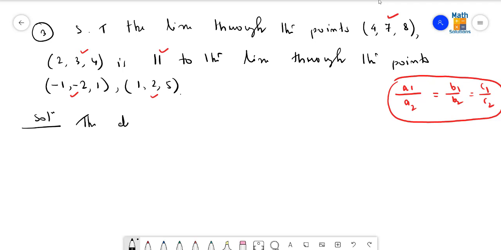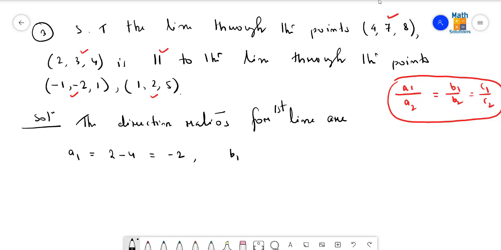The direction ratios for the first line are: A1 is equal to 2 minus 4, the result will be -2. Then B1 will be equal to 3 minus 7, the result will be -4. Then C1 is equal to 4 minus 8, the result will be -4.